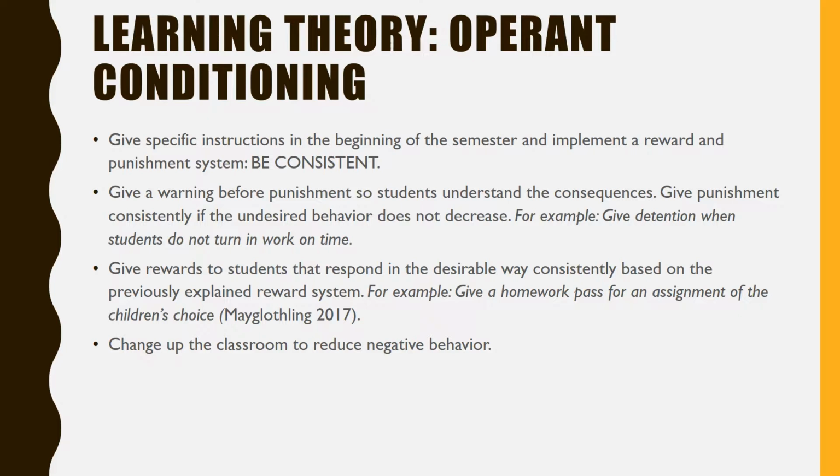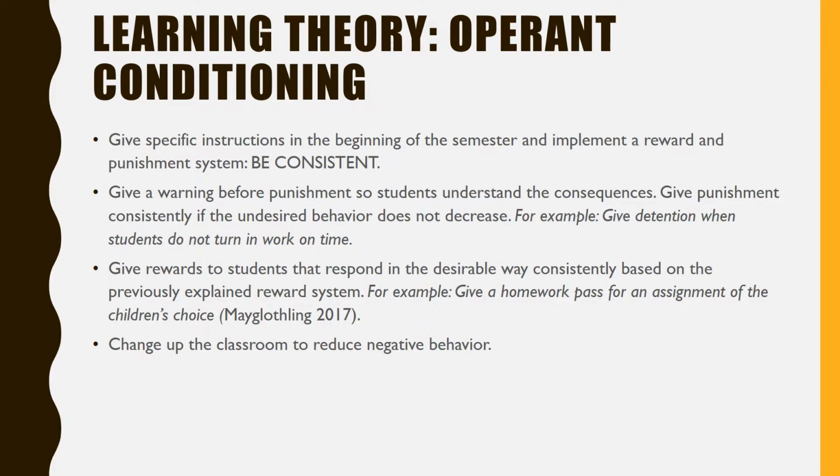You have to be consistent in the rewards and in the punishments. And for punishment, she says to give a warning before the punishment so students understand the consequences. And then that you have to give punishment consistently if the undesired behavior does not decrease. For example, I could give detention when students do not turn work in on time, especially if they have an excusable reason and contact me 24 hours before the assigned time, that's fine. But if they don't, then that's not excusable and they would have to get detention, and that would have to be a consistent thing that I do.